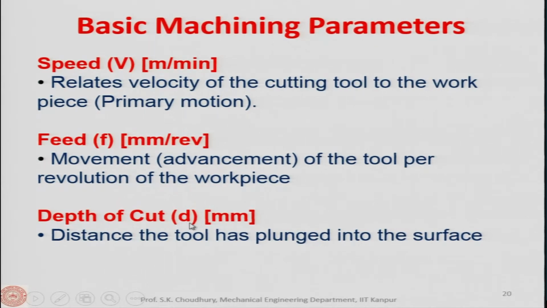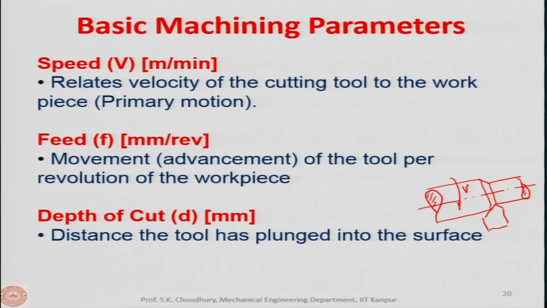Now, the depth of cut, it is in millimeter, it is the distance the tool has plunged into the surface. So, for example, if we have a part like this, and this has been machined like this, this is a cylindrical job, this is the tool, let us say it is a turning process. Now, this is the cutting velocity which is provided to the workpiece, and this is the feed motion or the feed F, this is the direction of the feed which is given to the tool.